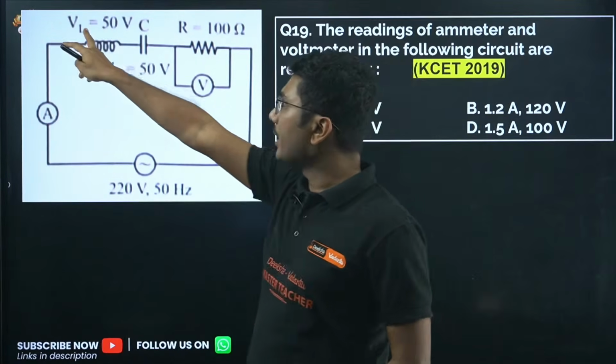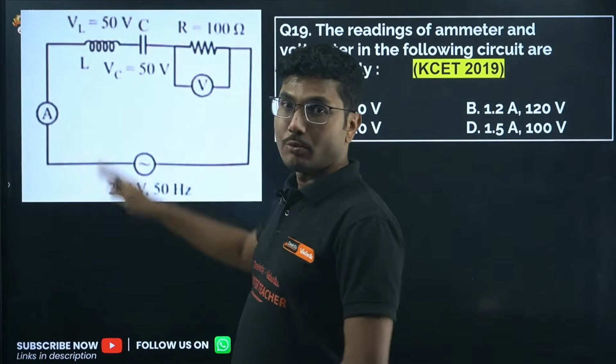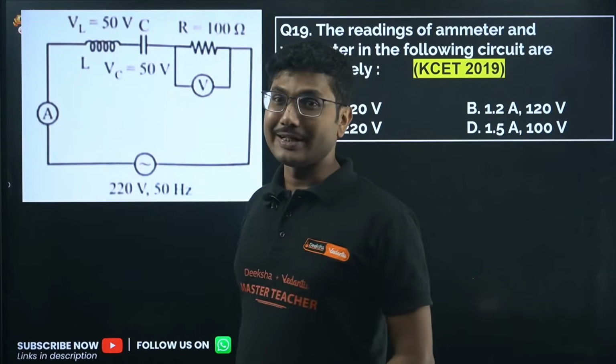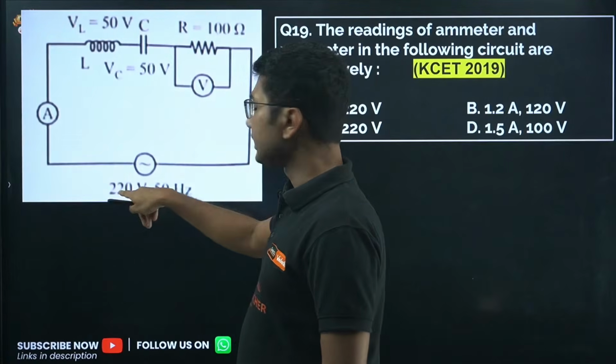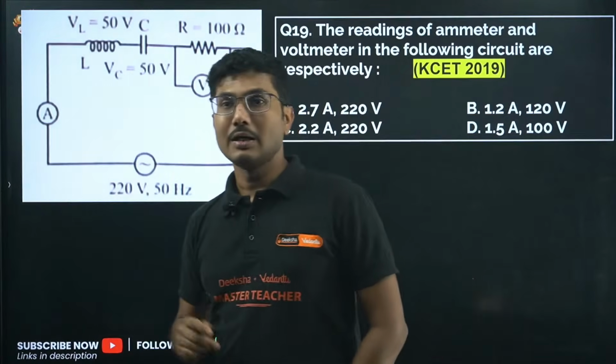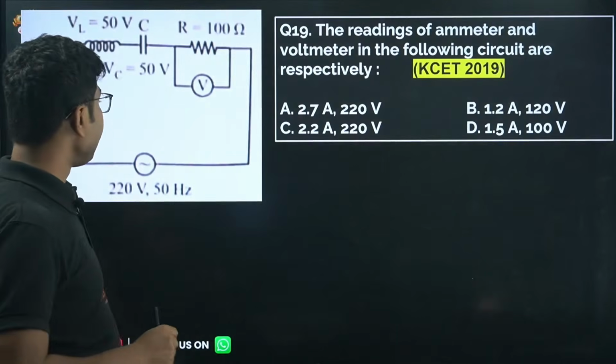Here if you see that VL equals 50 volt, VC equals 50 volt. So both VL and VC are 50 volts. The resistance is given here as 100 ohm. The source is given as 220 volt and 50 hertz. They ask you what the readings of ammeter and voltmeter are.